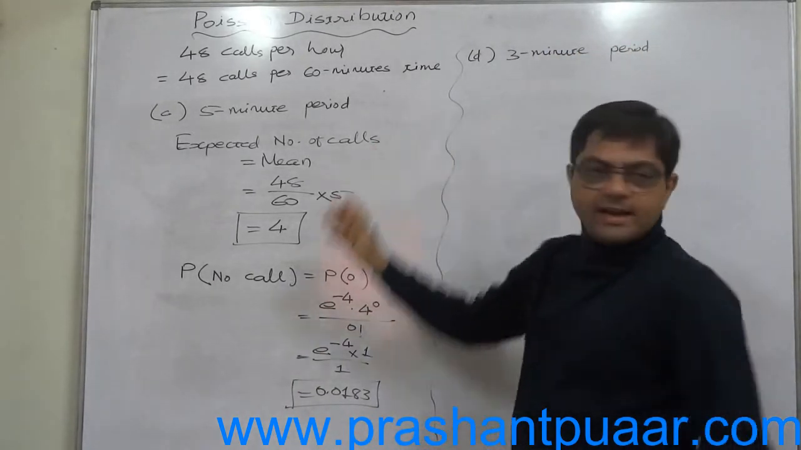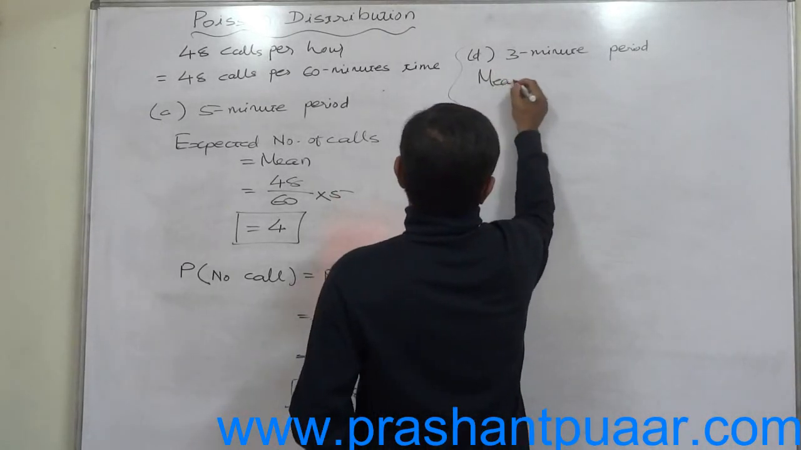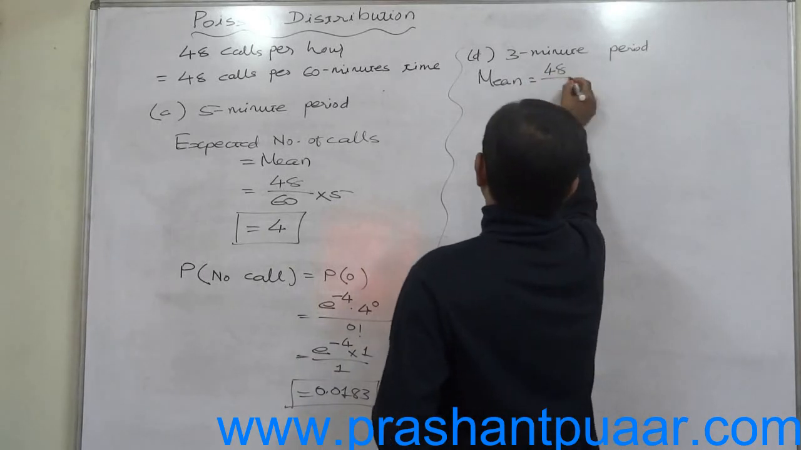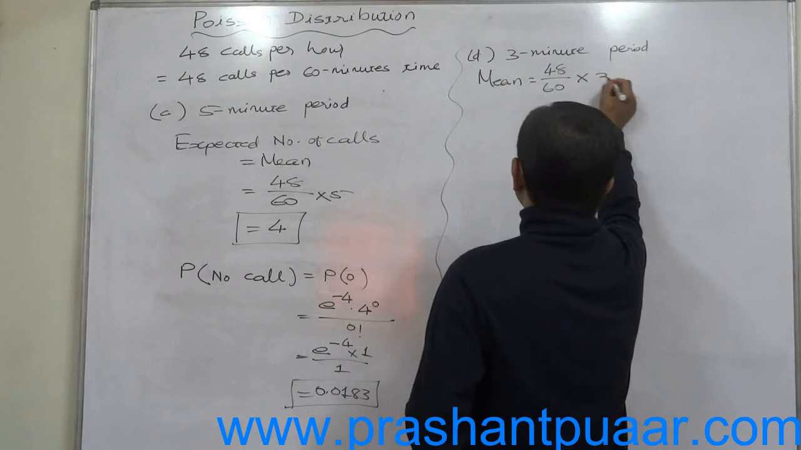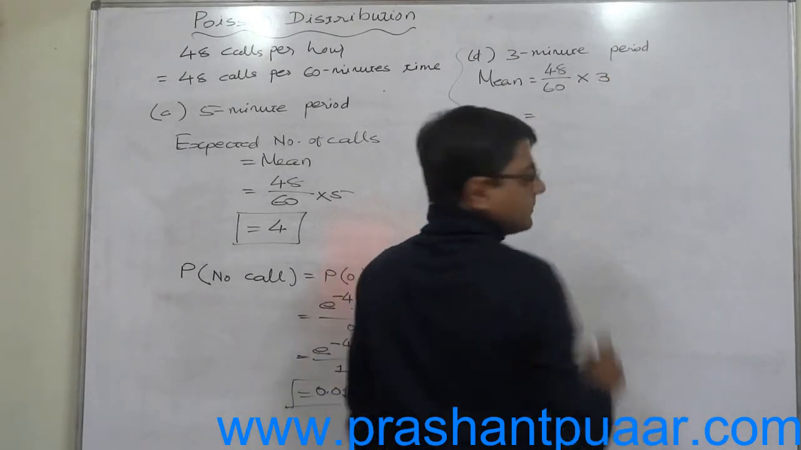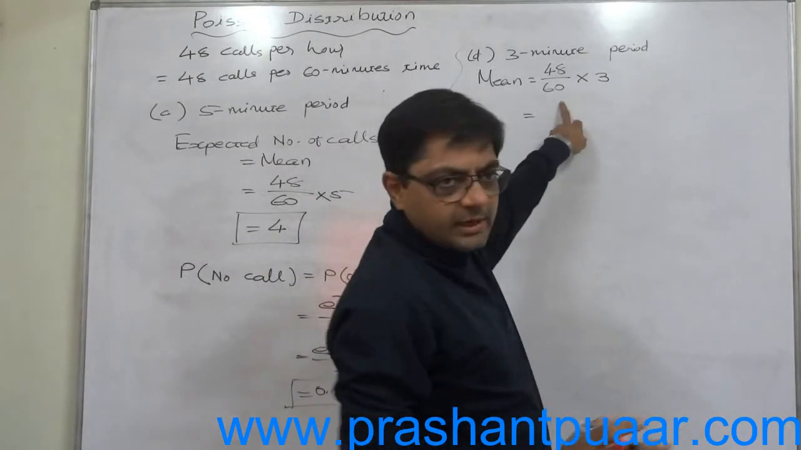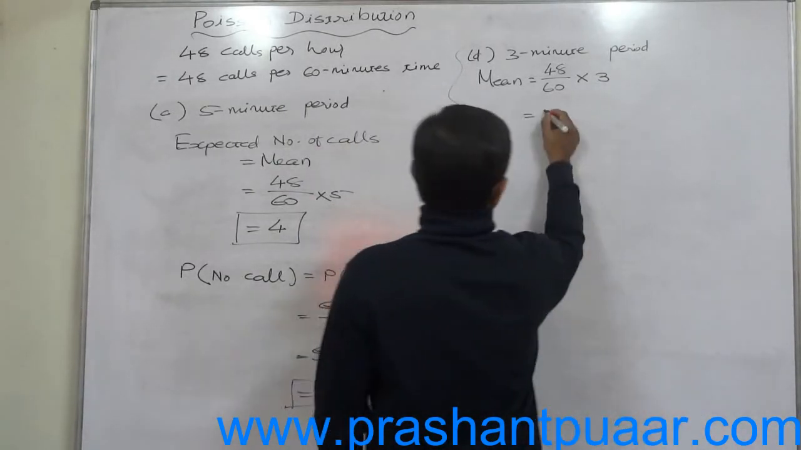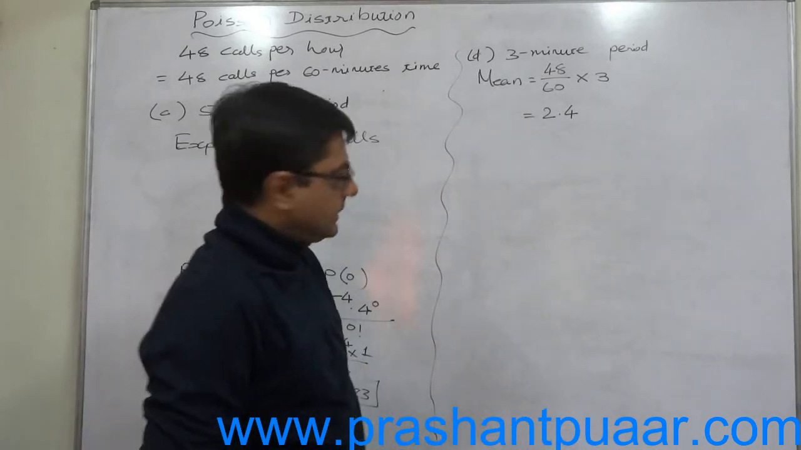So first we have to find out the mean value for 3 minutes. Mean will be 48 by 60, 48 calls divided by 60 minutes into 3 minutes. 60 and 3 cancelled by 20. So 48 divided by 20 means 2.4 calls. We can expect 2.4 calls.